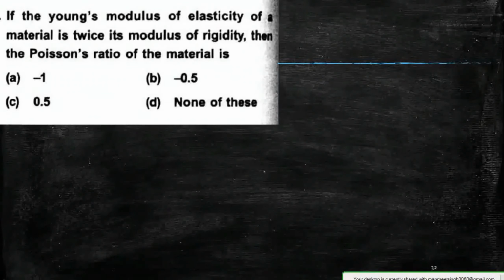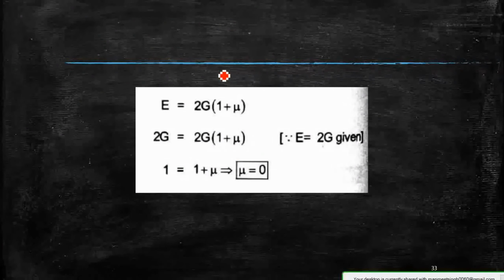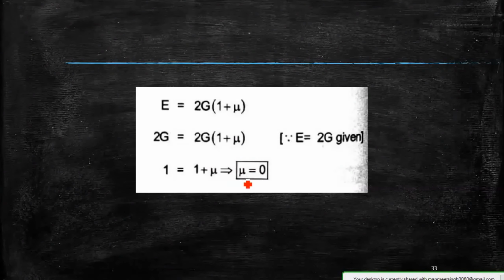Moving to the next question, we have, if the Young's modulus of elasticity of a material is twice its modulus of rigidity, then the Poisson's ratio of the material is. So we have the relation between E and G: E is equal to 2G(1 plus mu). Comparing, we get mu is equal to 0, which is the answer.